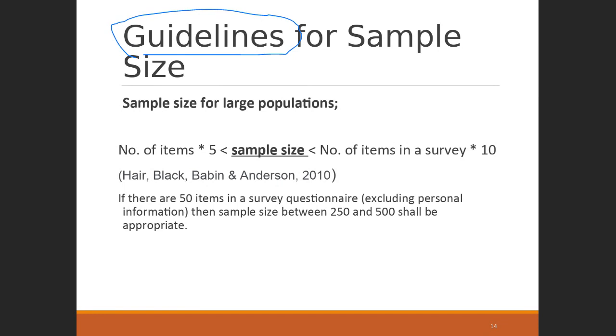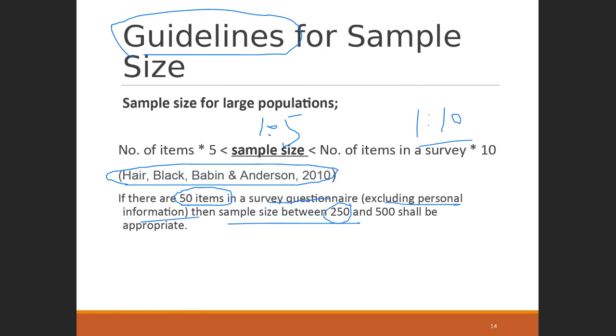So this is a very important guideline regarding your sample size. They say that 1:5 and 1:10 should be used as a guideline to settle upon your sample size. So for instance, if there are 50 questions in your questionnaire excluding personal information, then a sample size between 250, which is 1:5, and 500, which is 1:10, could be appropriate. So this is a very important guideline in order to settle upon your sample size.